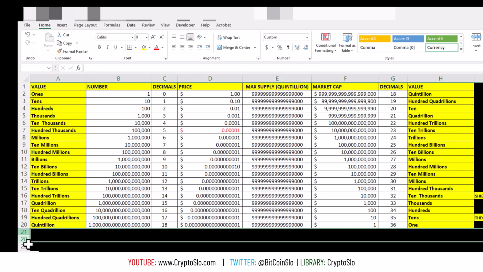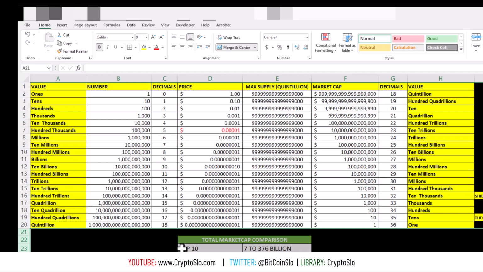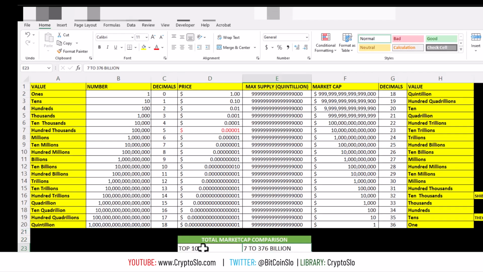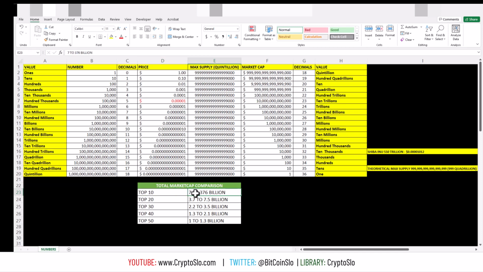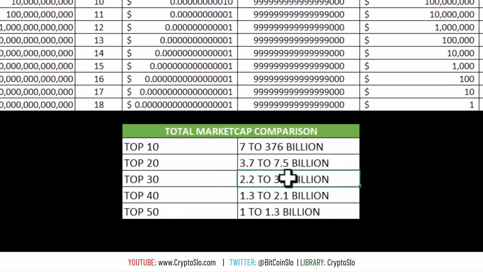To understand this a little better, let's take into account total market cap comparison. To be in the top 10 by market cap, you need a 7 to $376 billion market cap. Top 20, 3.7 to 7.5. Top 30, 2.2 to 3.5. Top 40, 1.3 to 2.1. Top 50, 1 to 1.3 billion. Now that's today. 8 years from now, the top could be much, much higher as the network effect takes hold. So we're just pretending, based on today, what looks like a probable price.